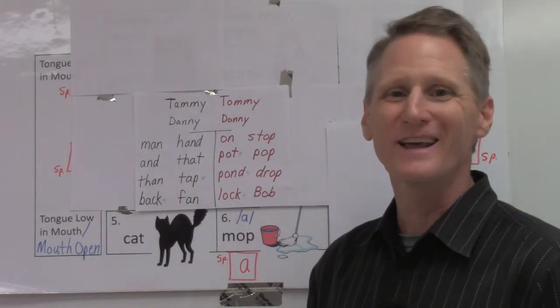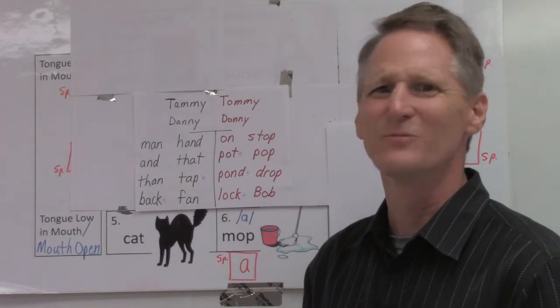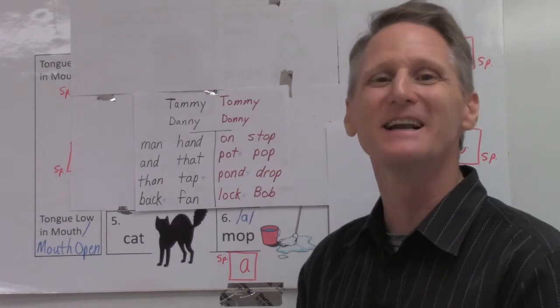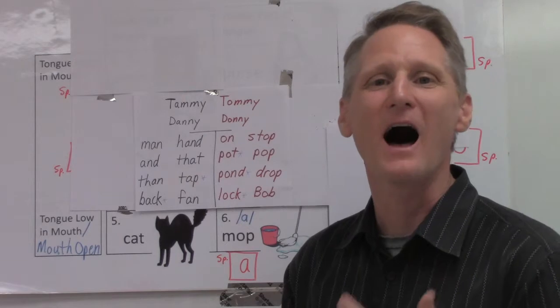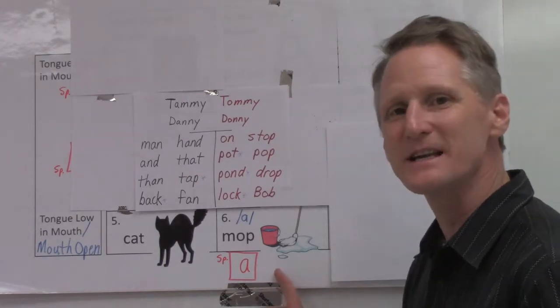There is nobody on earth, well, I can't be completely categorical. It's uncommon to find a person who has difficulty with ah. Ah is very easy. Okay, so we've got ah. That's sound number 6 in English.